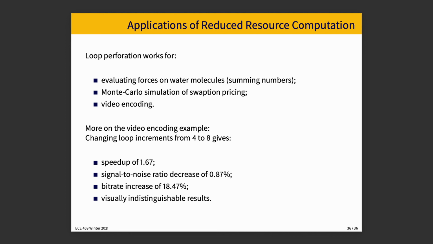If you change the loop increments in a video encoding example from skipping 4 to 8 in your loop, it gives a speed up of about 1.67 and decreases your signal to noise by about 0.87%. And increases your bit rate, so how much data you're getting through on actually watching this video, by about 18.5%, and ultimately is not easy to distinguish for the user who is watching the video at the other end. Indistinguishable is, of course, perhaps a matter of taste.